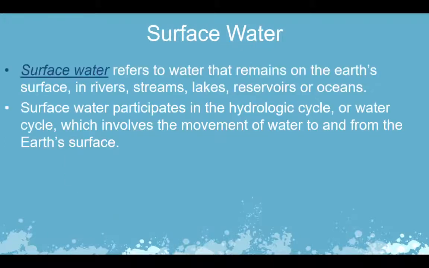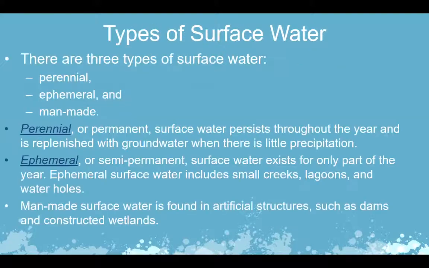So, we're going to break water into two categories: surface water and groundwater. So, surface water refers to water that remains on the Earth's surface. So, this is your rivers, streams, lakes, reservoirs, or oceans. And surface water participates in the hydrologic or water cycle, which involves the movement of water to and from the Earth's surface. There are three types of surface water that I want you to know. They are perennial, ephemeral, and man-made.